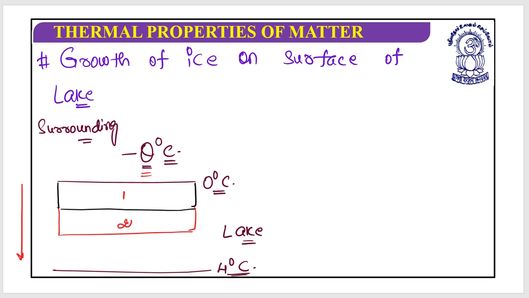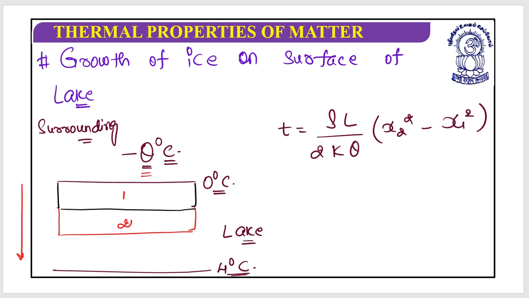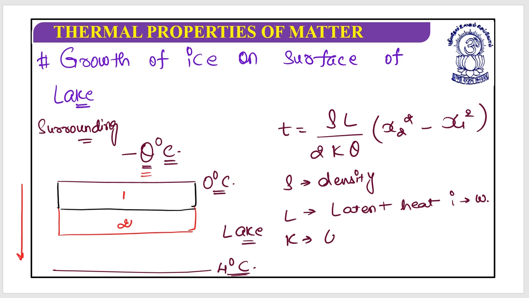What amount of time will it take? That could be given by this formula. It's rho into L divided by 2k theta into bracket x2 square minus x1 square. This rho is density. Whether you take that of ice or water doesn't make any difference. L is latent heat, from ice to water or water to ice, it's 80 calorie per gram. K is conductivity of ice.